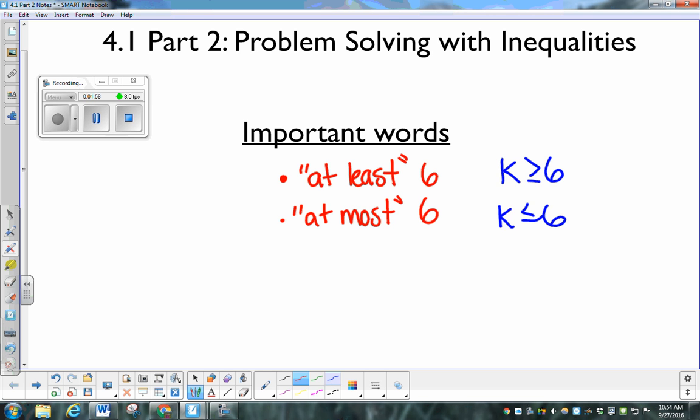Our next phrase is "cannot exceed." So if we said k cannot exceed 6, that means k could go up and up and up, but it could just never get any bigger than 6. So it must be all the numbers less than 6, and it could be equal to 6. If we say something can't exceed 6, it could go right up to 6, but it can't be greater than it.